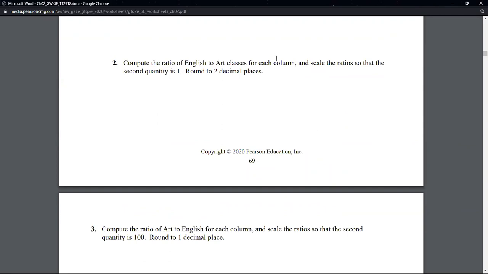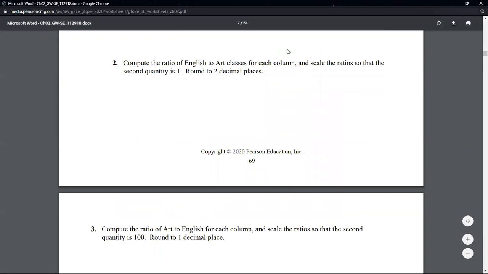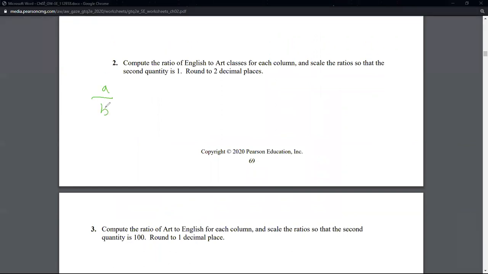Compute the ratio of English to art classes for each column. Scale the ratio so the second quantity is 1. So you'd be doing some A over B equals C over 1. We're scaling the second quantity to 1. So if we go first over second, if that's the words we use, so English to art specifically, the A would have to be an English number, the B would have to be an art number, the C would have to be an English number, the 1 would have to be an art number.